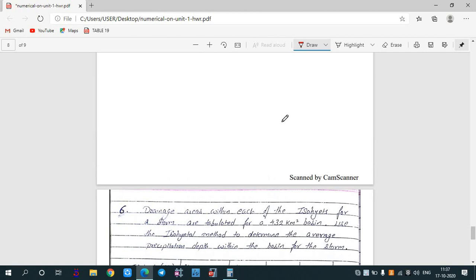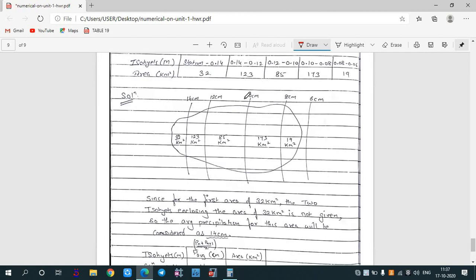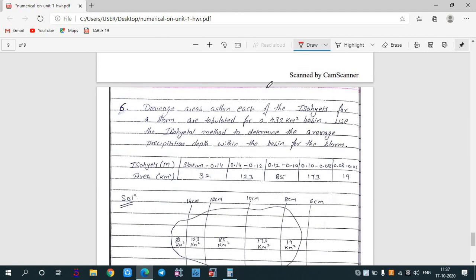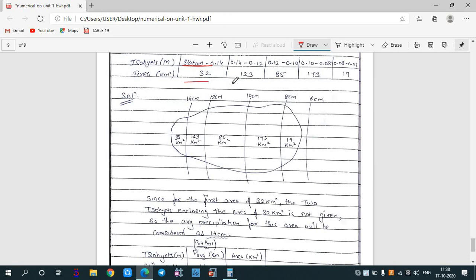Okay, so this is the last numerical. One more as well. In the next numerical, it is saying that the drainage areas within each of the isohyetal stations for a storm are tabulated for a 432 kilometer square basin. So the total basin is 432 kilometer square. Use the isohyetal method to determine the average precipitation depth within the basin for the storm. So isohyetal stations have been given, areas have been provided.